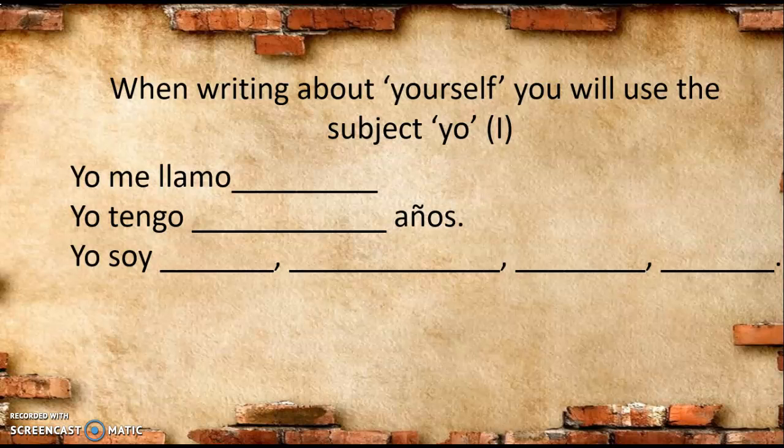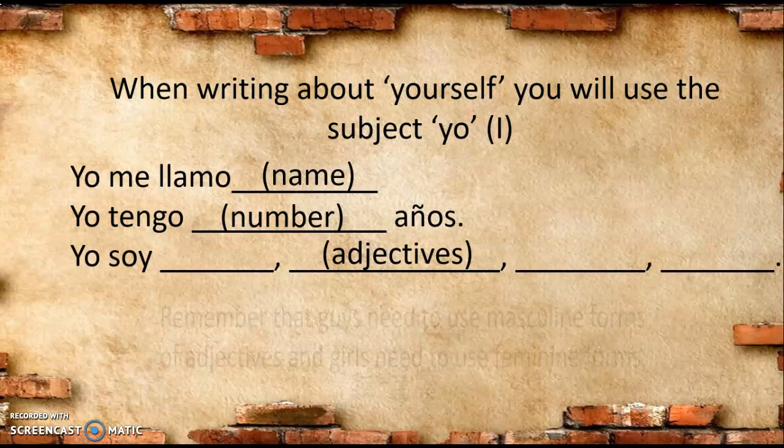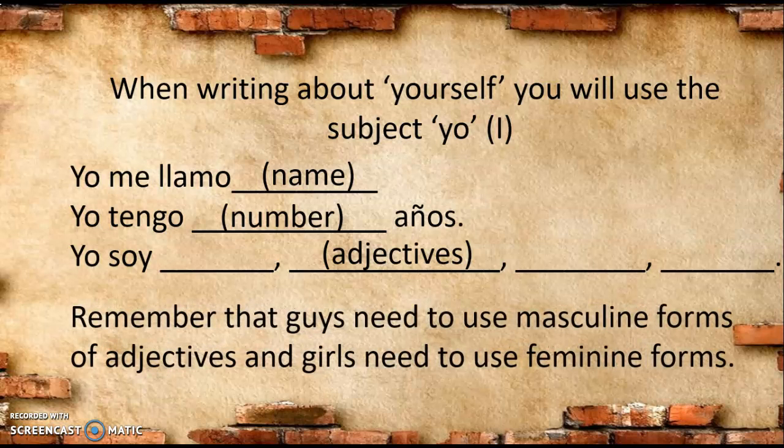So your sentences will start like this: Yo me llamo, and you'll put your name in that blank, Rosa or Miguel. Yo tengo, and give a number in Spanish, años, 12, 14. And then the adjectives: yo soy. And remember that guys need to use masculine forms of adjectives and girls need to use feminine forms.